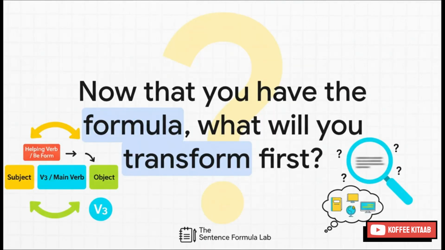So you've got the code now. You understand the system. The only question left is, what are you gonna do with it? Look around you, find a sentence in a book or online, and put this formula to the test. Happy code cracking!